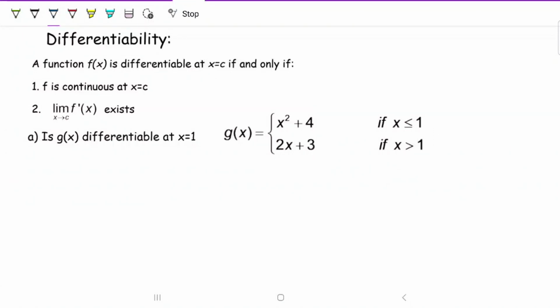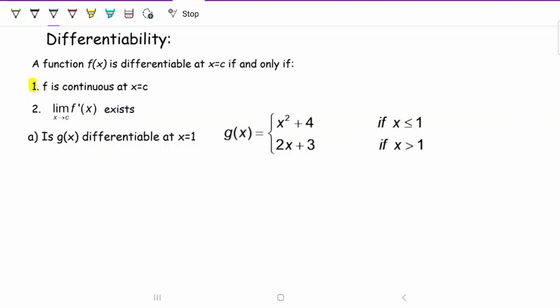In this next video, we are focused on the concept of differentiability, and we need to determine whether a function is differentiable. A function f of x is differentiable at x equals c if and only if it satisfies two conditions. First of all, f needs to be continuous at x equals c, and second of all, the limit of the derivative of f of x needs to exist. If these two conditions are satisfied, we can happily say that a function is differentiable.